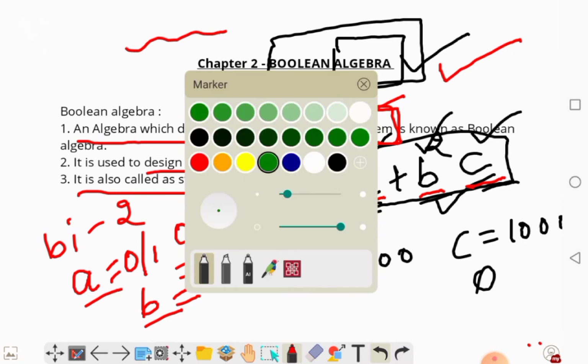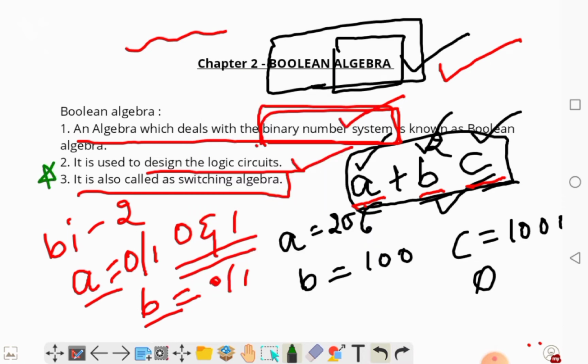It's an important question for 1 mark. In one question paper, they have asked the question: what is another name for Boolean algebra? The another name for Boolean algebra is switching algebra.